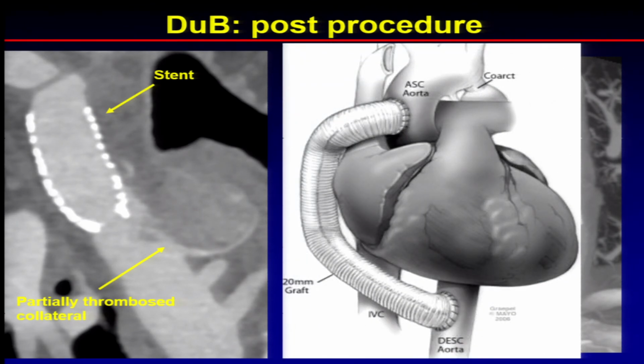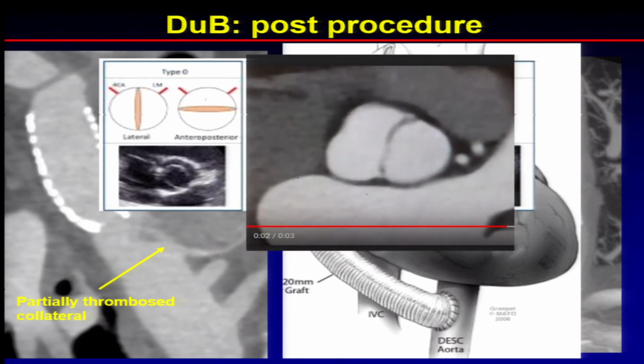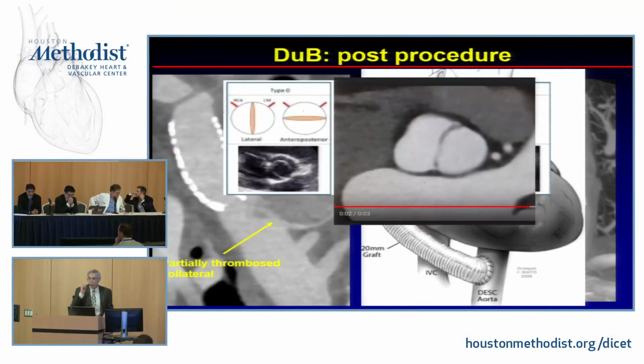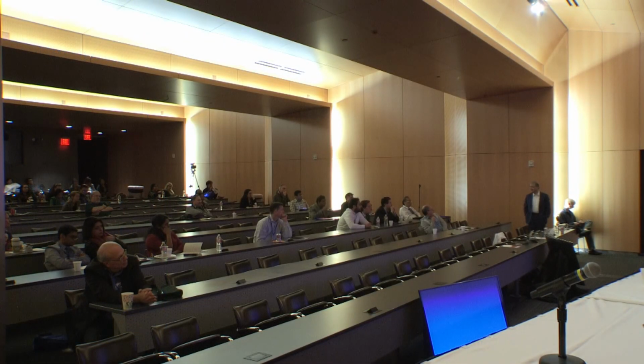Incidentally, in the old days, and Alan probably remembers, this is what they used to do. Instead of stenting, they used to put a graft in from the ascending aorta to the descending aorta. This patient also had a bicuspid valve, a type 0 rather, which is not infrequently associated with coarc. So what other imaging should this patient get?